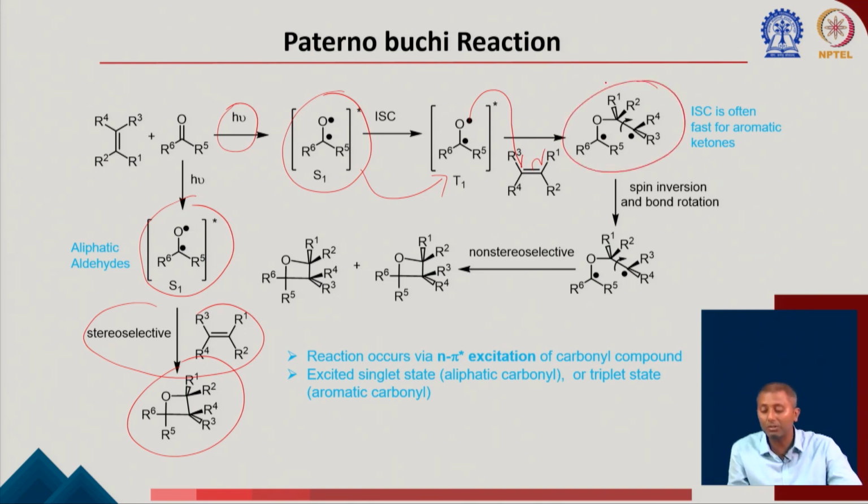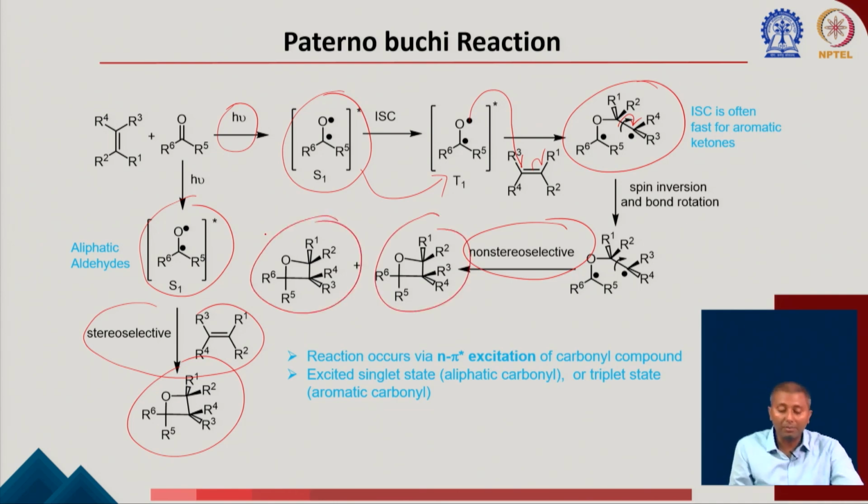Now there are two things happening here. Once this biradical formation happens in the triplet state, at the same time there is a spin flip, and at the same time there is a bond rotation happening. Once that happens, this reaction becomes non-stereoselective. So you end up with a mixture.